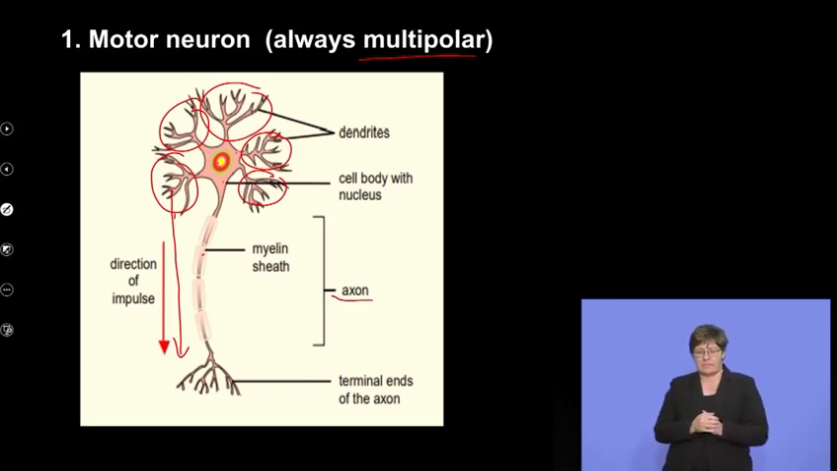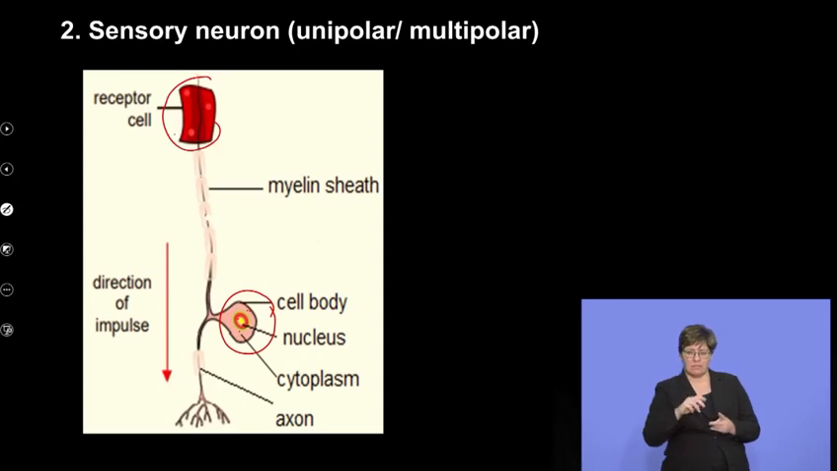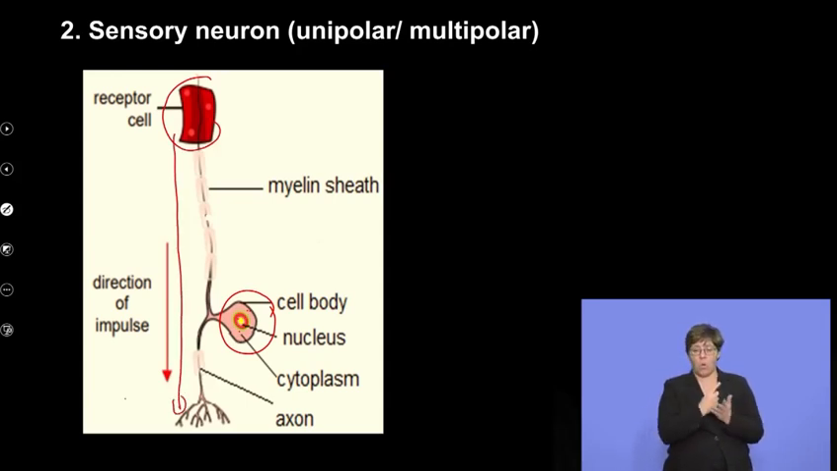All right, next one. I call it the alien one. Little eye looking here at me. That's the cell body, right? Nucleus, cytoplasm, and the axon. And it will always go from the receptor to the central nervous system here at the bottom. Central nervous system. That's the direction of the impulse.